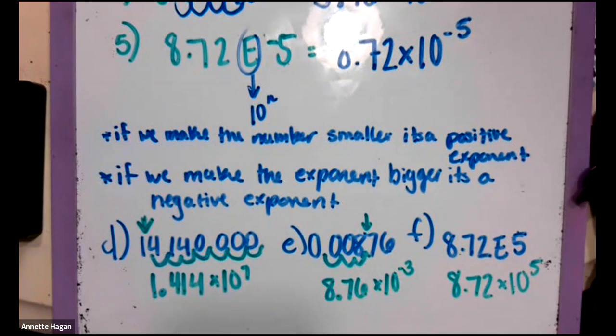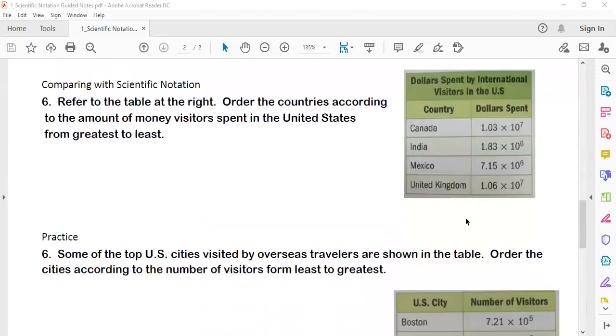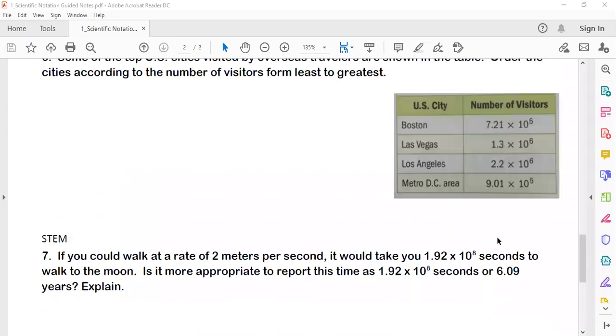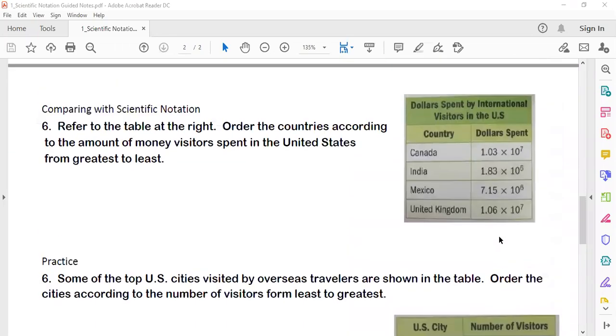All right, real quick, I'm going to flip back to our guided notes because we just have a few comparison problems on the back I want us to look at together. They're all the way on the very back here, and they're just comparing. So we'll do 2 of these comparing problems, and then I'll leave some for you guys to practice. All right, so number 6 says refer to the table at the right. Order the countries according to the amount of money visitors spent in the United States from greatest to least.